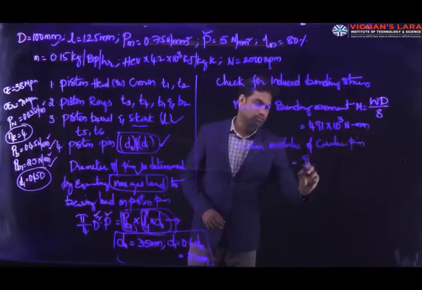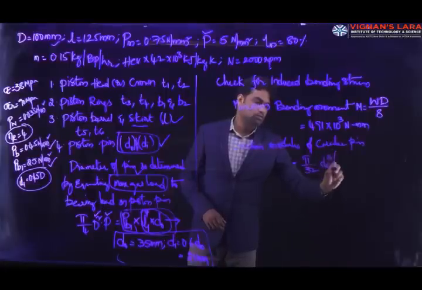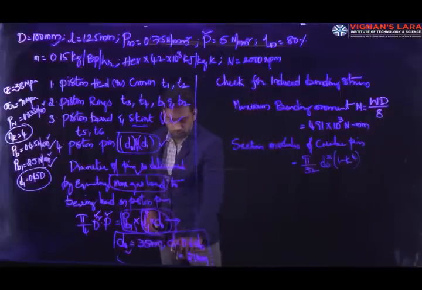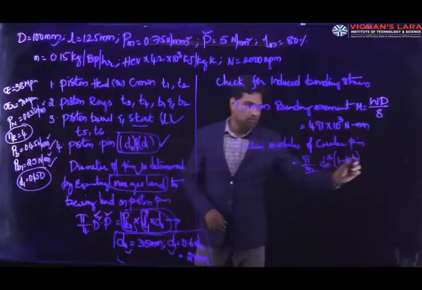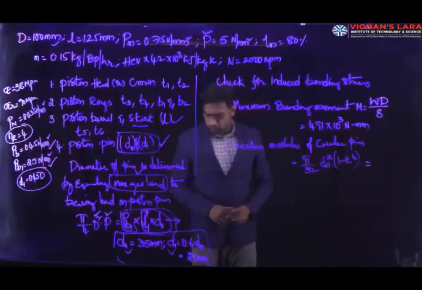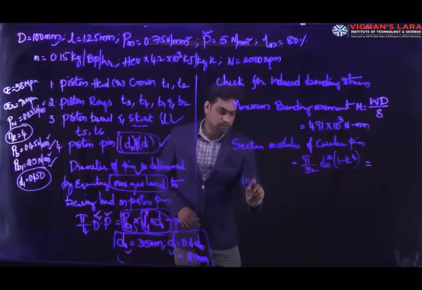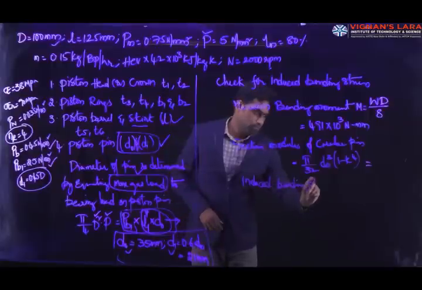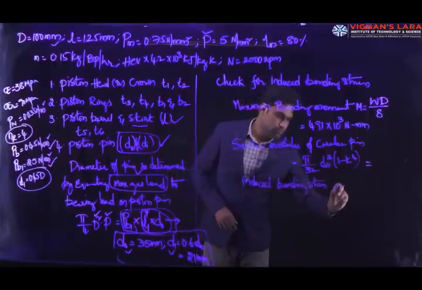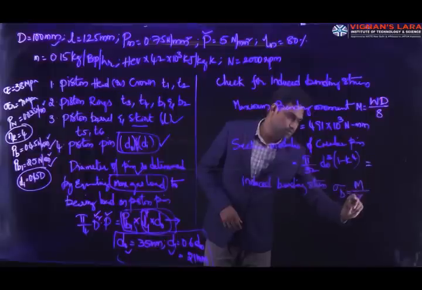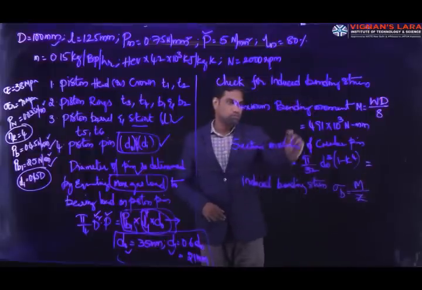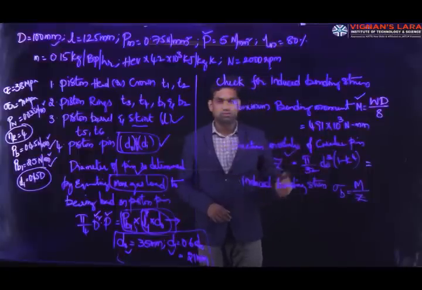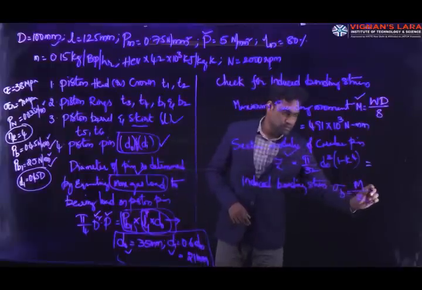So we can calculate the section modulus Z as pi by 32 d naught cube into 1 minus k power 4, where k is di by d naught. So the di and d naught are calculated here. By substituting all these values, you may get the value of Z. And then the induced bending stress is sigma b, calculated by M by Z. So sigma b equal to M by Z. M is calculated using this relation, and Z is the section modulus using this relation. So we may get the induced bending stress.